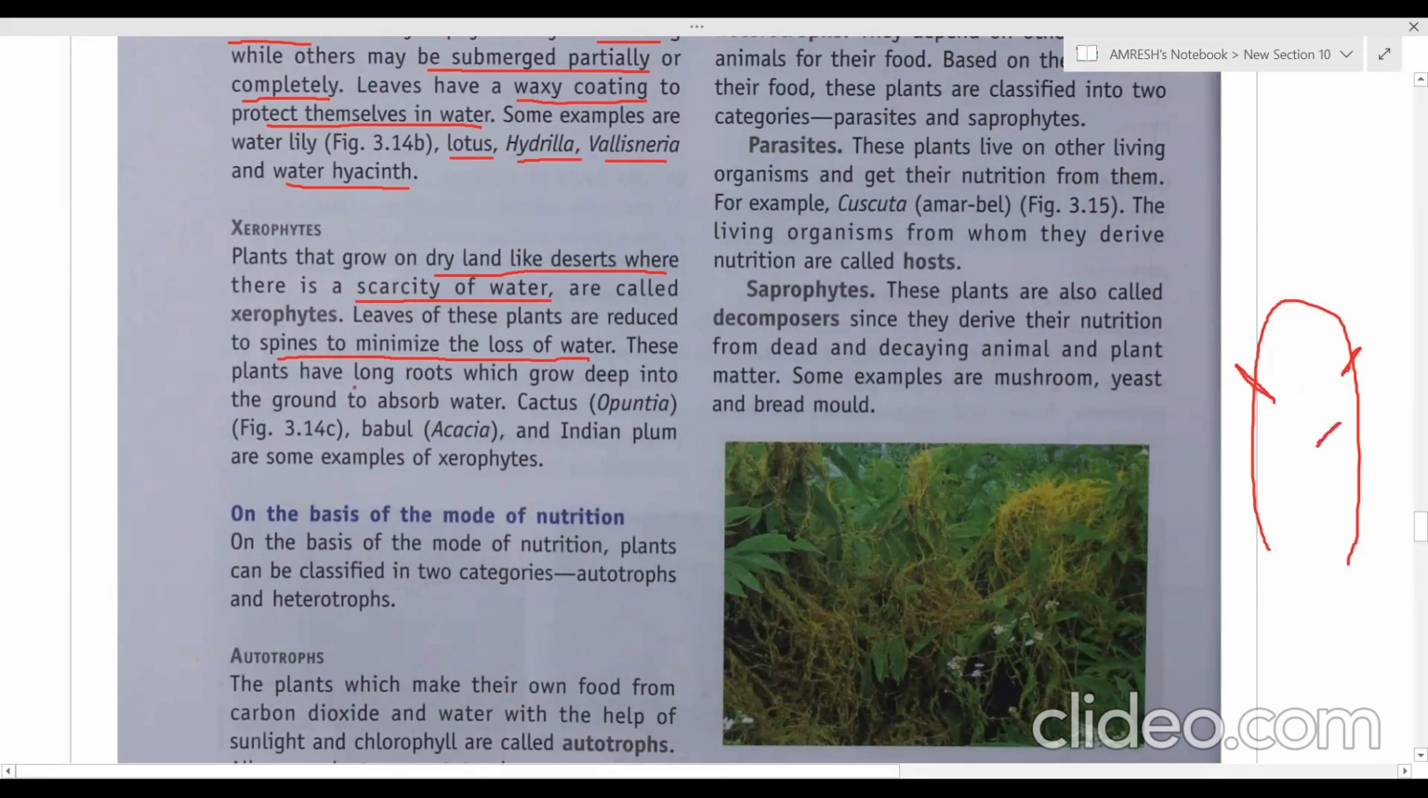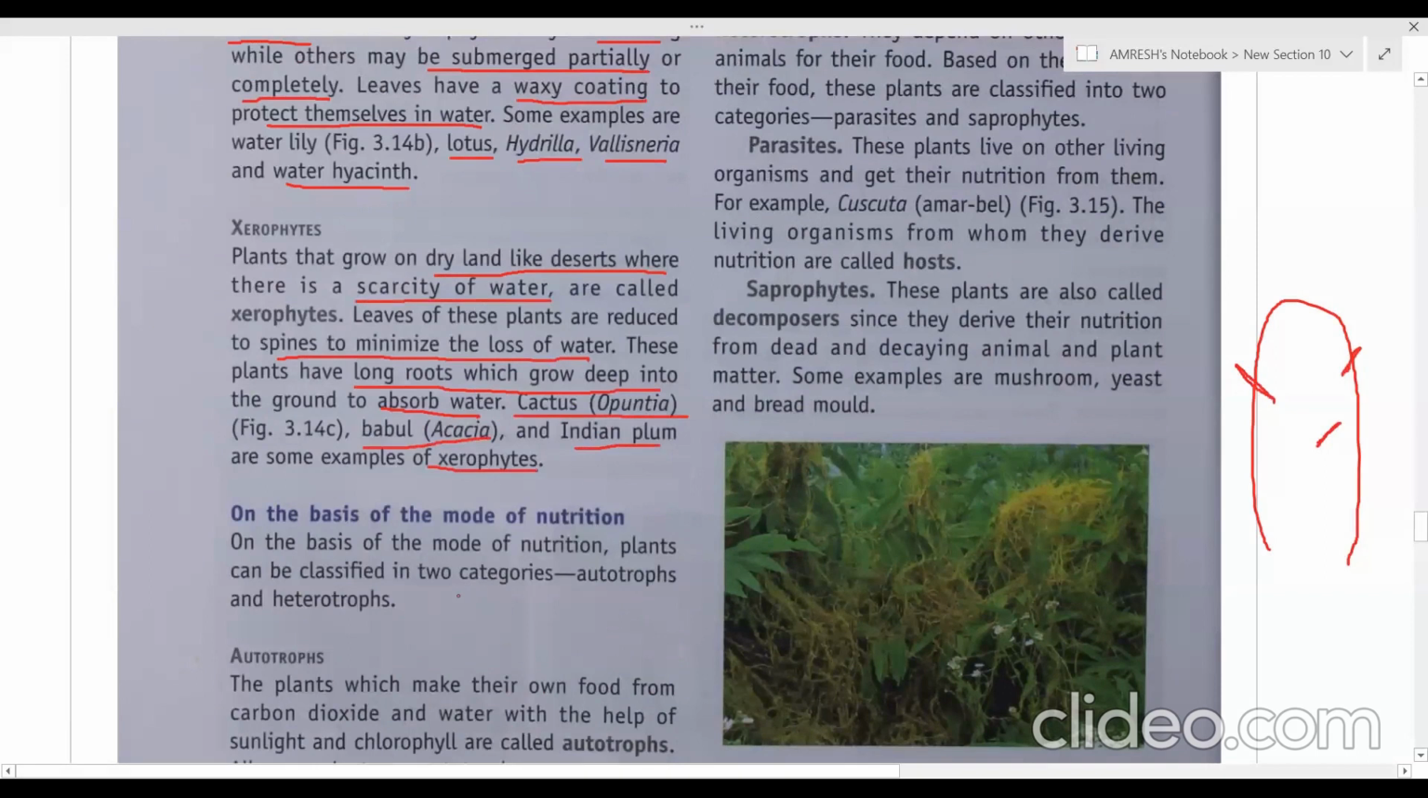Okay, and they have long roots which grow deep into the ground to absorb water. Because in your desert, you will not find water on the surface. You will find it deep below. So their roots are deep. They have deep, long roots, so that it will be easy to absorb water from the ground. Examples: your cactus, which is known as opuntia, babool, which is known as acacia, and Indian plum. They are examples of xerophytes.